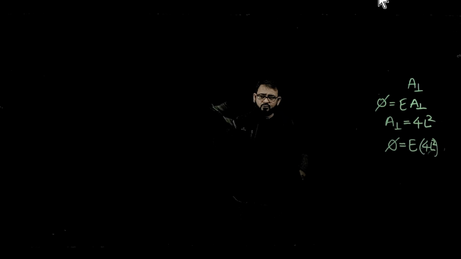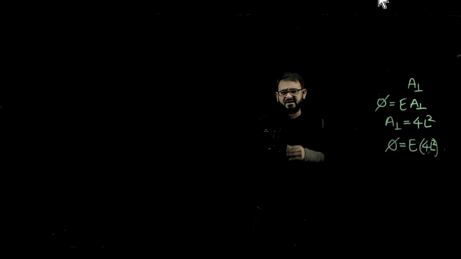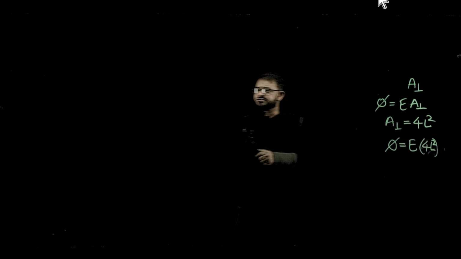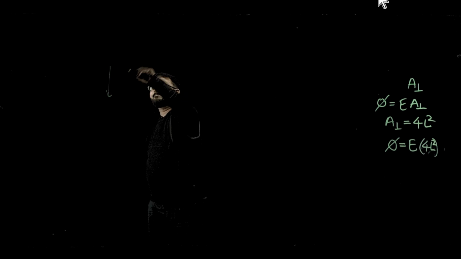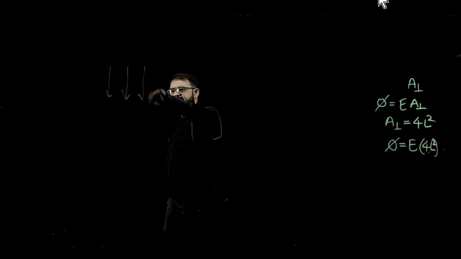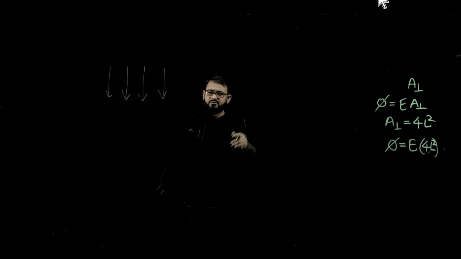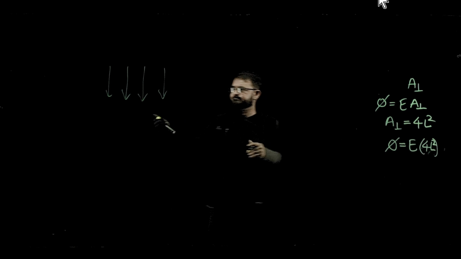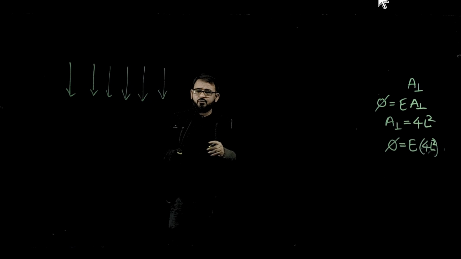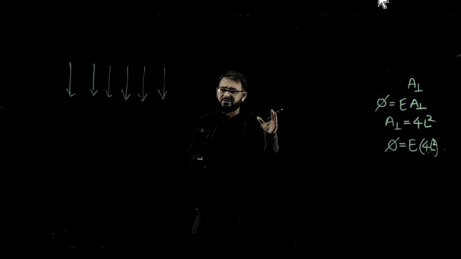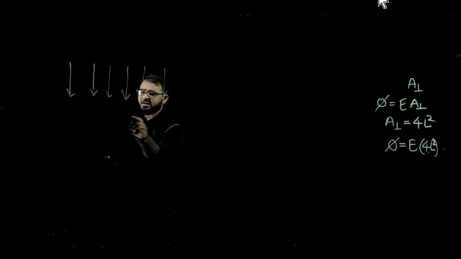Now I want to go to one more example, because flux is hard to imagine. What is easy to imagine is rain. So always think electric field is like rain. Some rain is falling towards the ground, and you can always imagine area vector is like an umbrella.